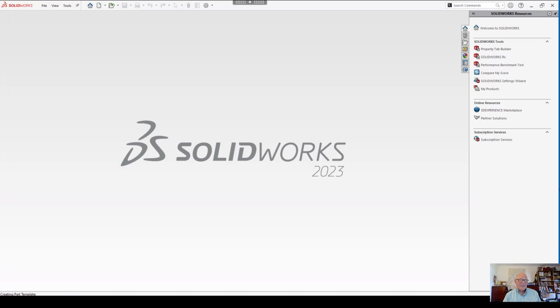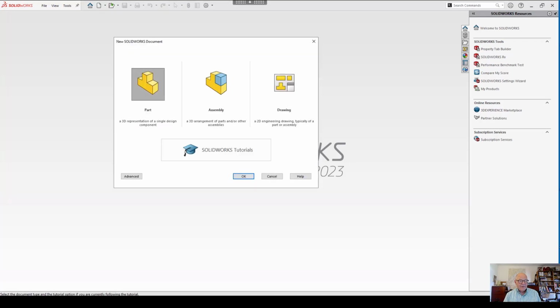types of files that all parametric software uses. One of them is a part file. One of them is an assembly file, and one of them is a drawing file. We're going to be working right now by creating a part file. So those are your choices. Parts are individual components. Assembly is where you take all those parts and you put them together. So we're going to start with a part file.